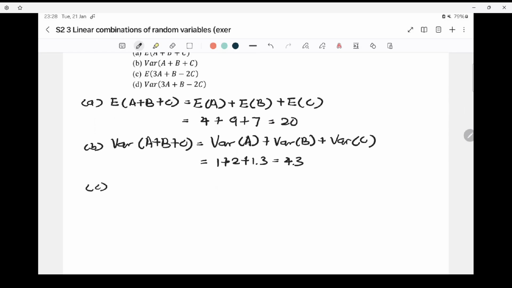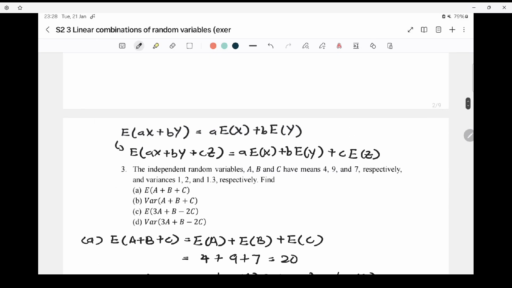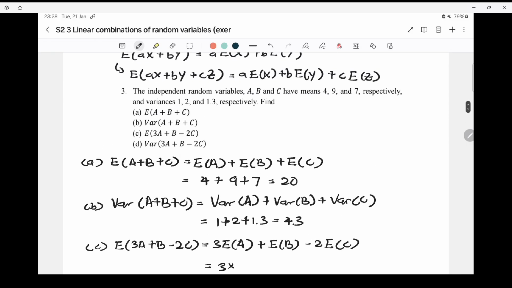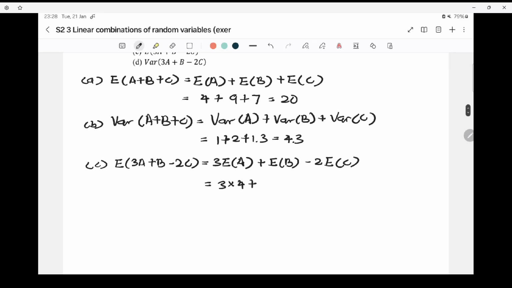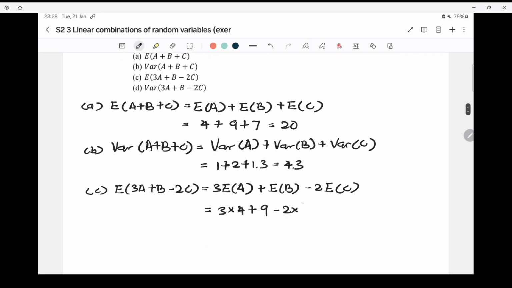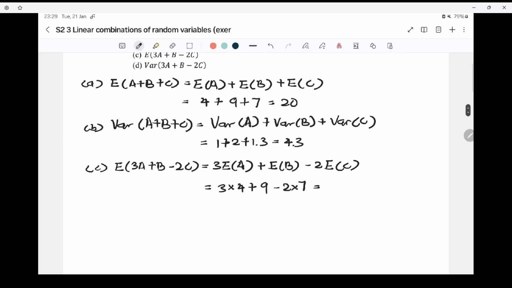So the third one, you have E(3A plus B minus 2C). So this will be 3E(A) plus E(B) minus 2E(C). So 3 times E(A), which is 4, plus E(B), which is 9, minus 2 times E(C), which is 7. So what you have is 7.